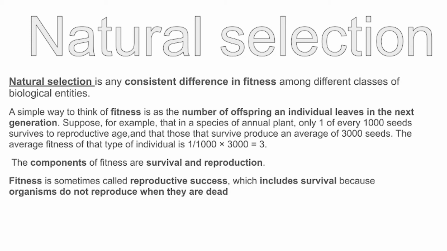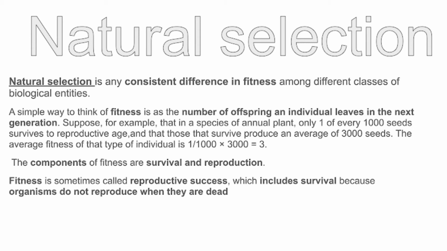For example, a species of plant which lives for 1 year and has 1,000 seeds, out of which only one survives to reproduce, and it reproduces 3,000 seeds. So the fitness of that individual will be taken as 1 upon 1,000 into 3,000. That will give us the value which is 3. The components of fitness are survival and reproduction.